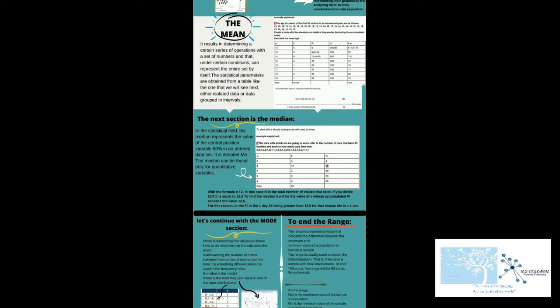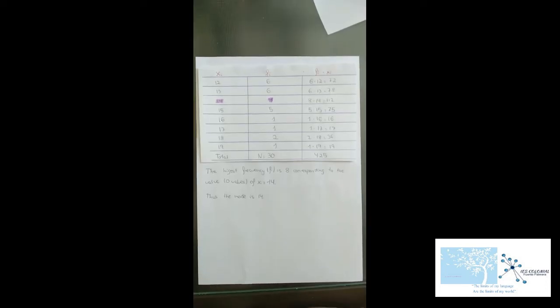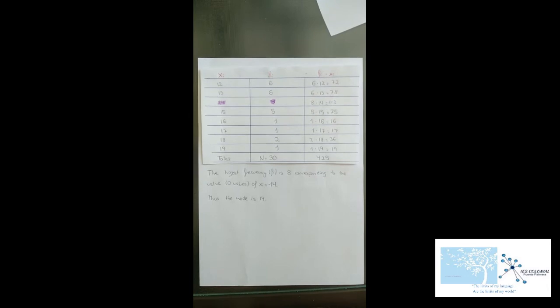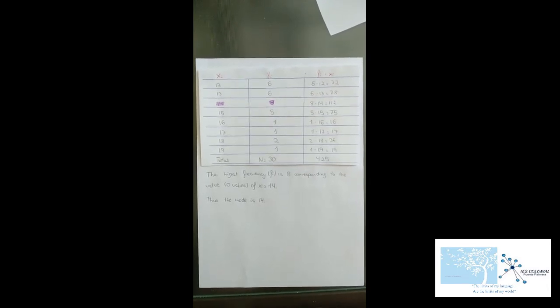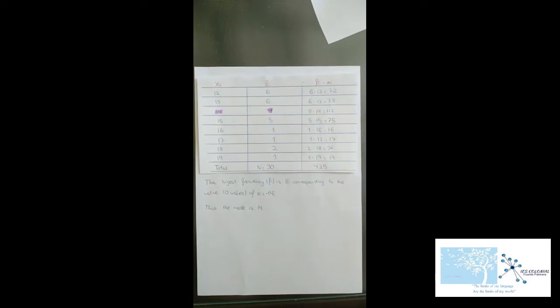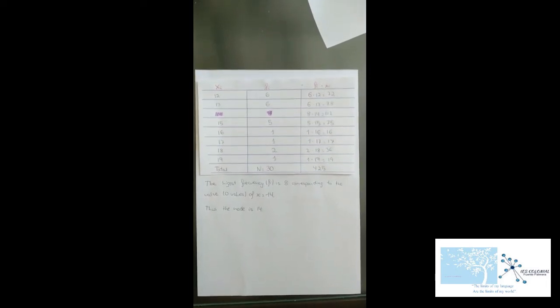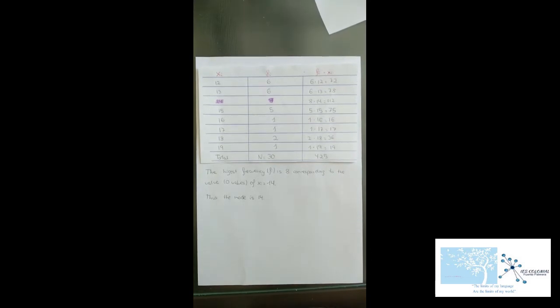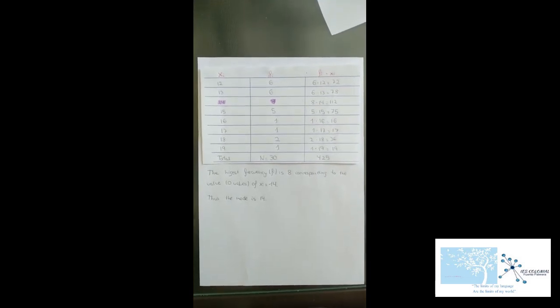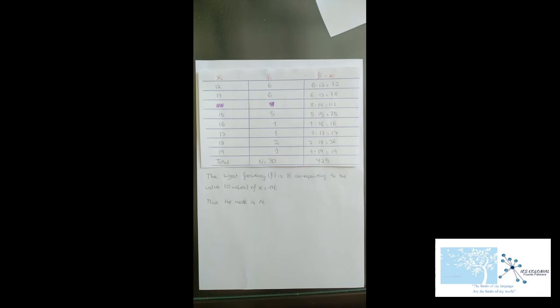Now comes an explanatory video. The highest frequency fi is 8, corresponding to the value xi equal to 14.1. Thus the mode is 14.1, because it is the value that is most repeated in the table.